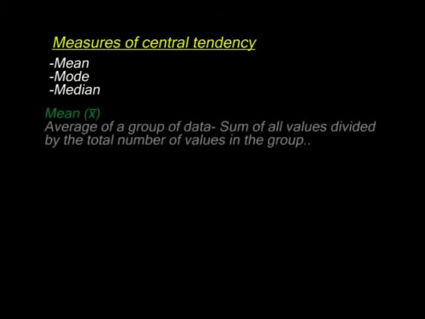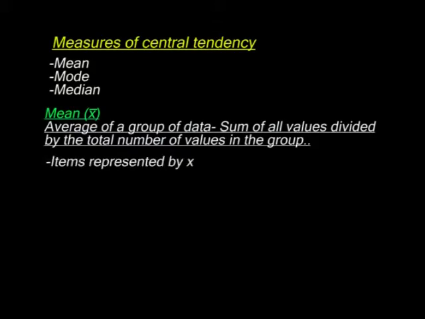We now look at the measures of central tendency, and there are three of them, which are mean, mode, and median. The mean, represented by x bar, is simply the average of a group of data. It is the sum of all values in a group divided by the total number of values in that group.